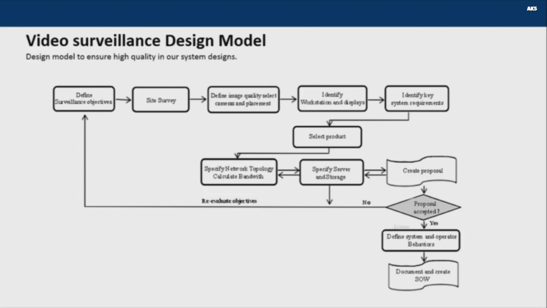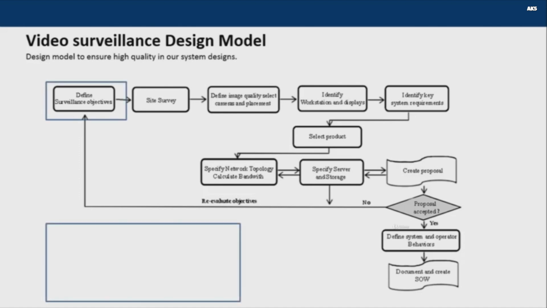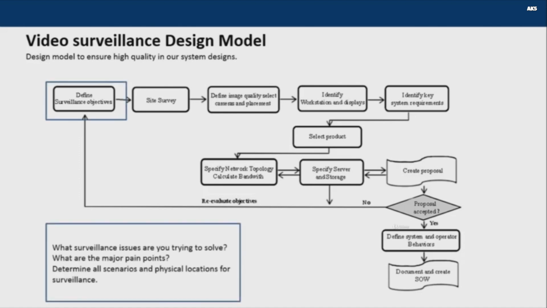Let's move now to the best design module for video security system. This module is a step-by-step guide and checklist for each case step in the design process. Let me introduce you to the module. So first of all, we start by defining surveillance objectives. In this first element, we have to identify our goals for the installation. What surveillance issues are you trying to solve? What are the major pain points? And determine all scenarios and physical locations for surveillance.